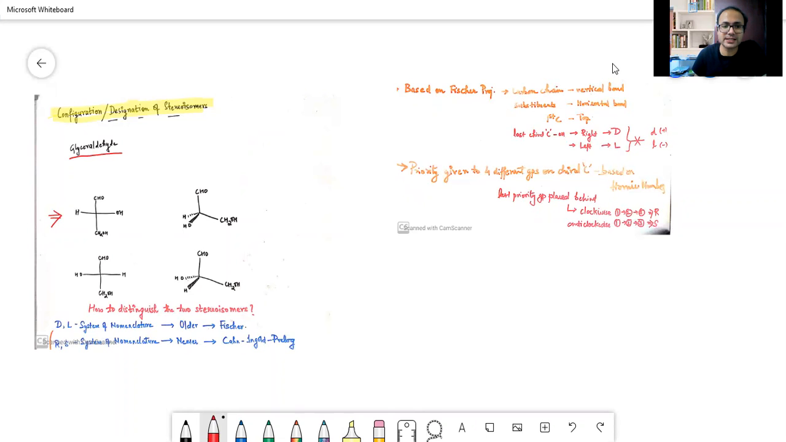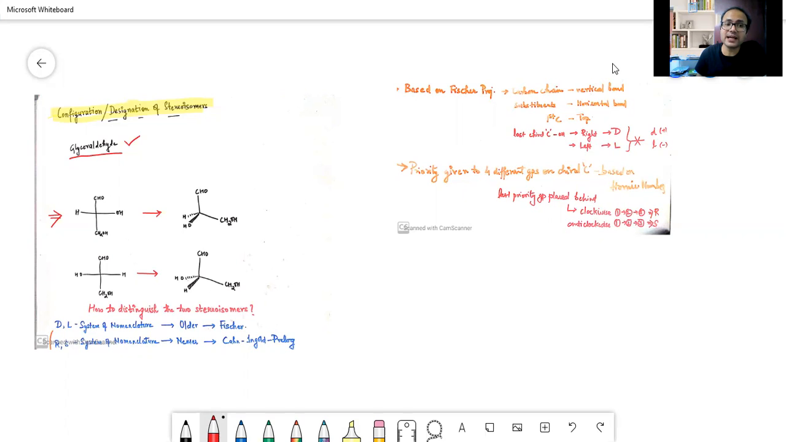Okay, so this is the Fisher projection formula for a simple glyceraldehyde molecule. And this is the corresponding perspective formula of this particular Fisher projection formula of the glyceraldehyde. And this particular structure here is the mirror image of this particular structure, and this is the corresponding perspective formula for it. Now, on structural basis, when I draw these two isomers, I can easily say that this has a chiral center, this second molecule also has a chiral center, and therefore these represent optically active molecules.